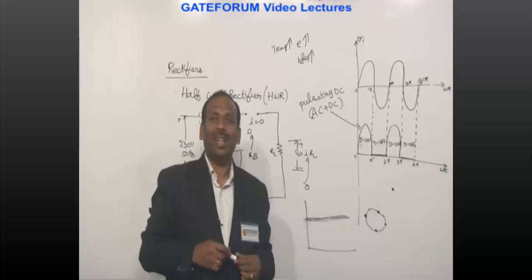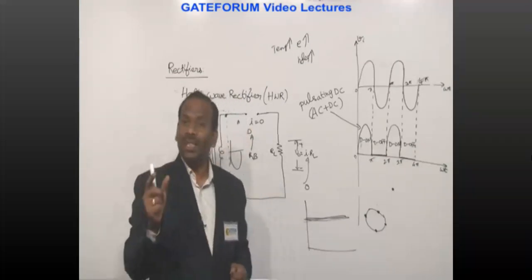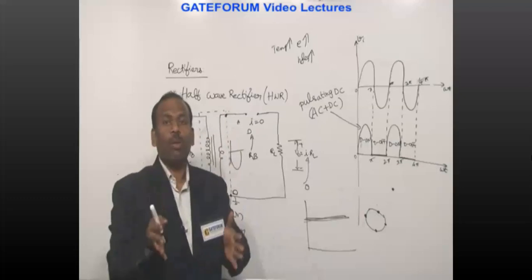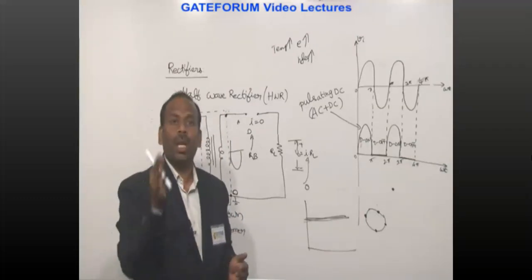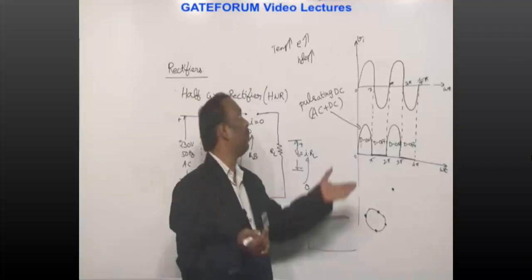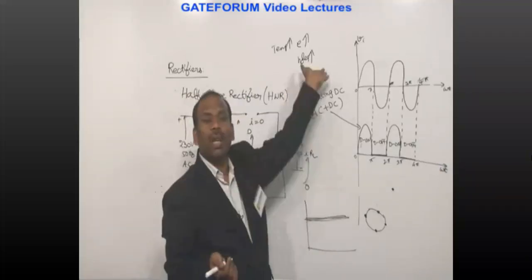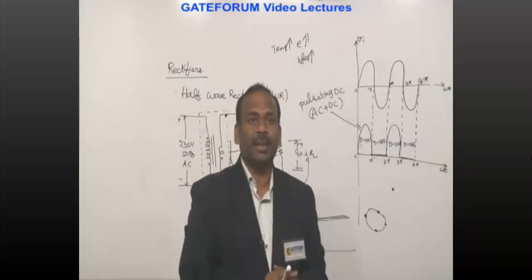Is that clear? As temperature increases, I naught increases, which means more covalent bonds are broken. That's called thermal energy. As more covalent bonds are broken, free electron hole pairs are generated. That means electron concentration increases, hole concentration increases. Therefore, current is going to increase.